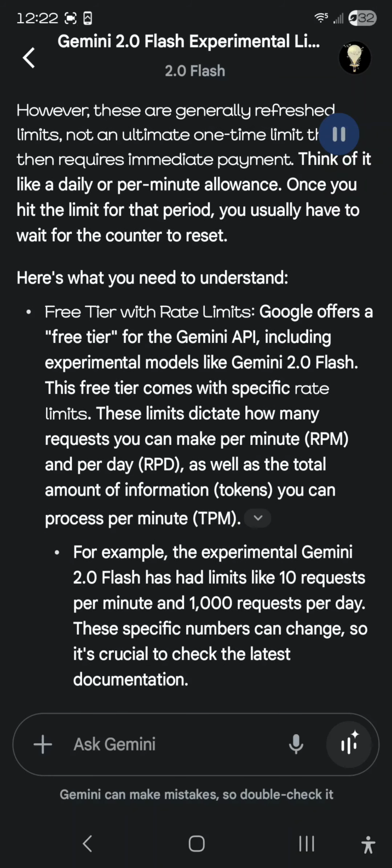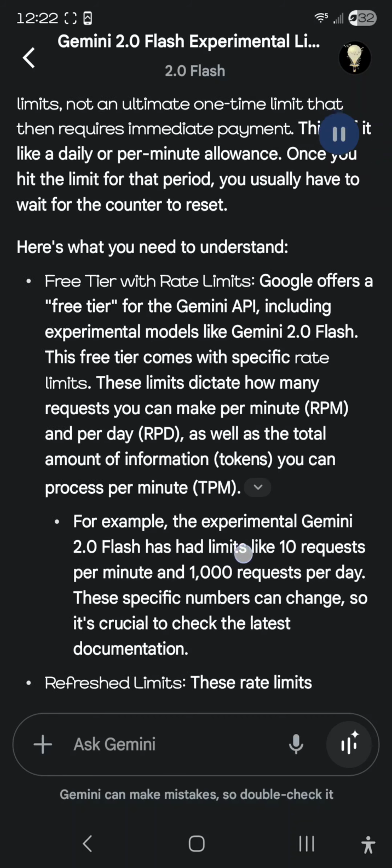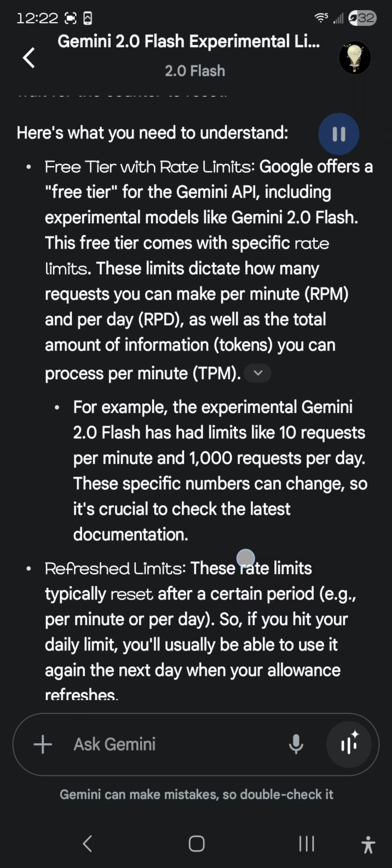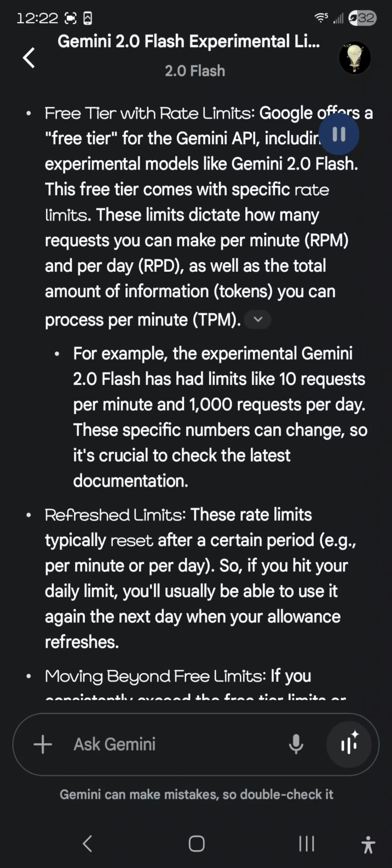Here's what you need to understand. Free tier with rate limits. Google offers a free tier for the Gemini API, including experimental models like Gemini 2.0 Flash. This free tier comes with specific rate limits. These limits dictate how many requests you can make per minute, RPM, and per day, RPD, as well as the total amount of information tokens you can process per minute, TPM. For example, the experimental Gemini 2.0 Flash has had limits like 10 requests per minute and 1,000 requests per day. These specific numbers can change, so it's crucial to check the latest documentation.